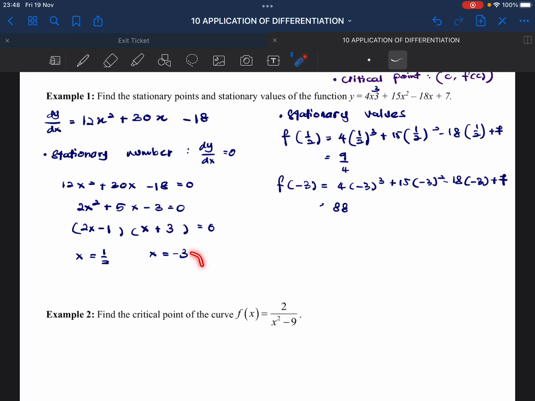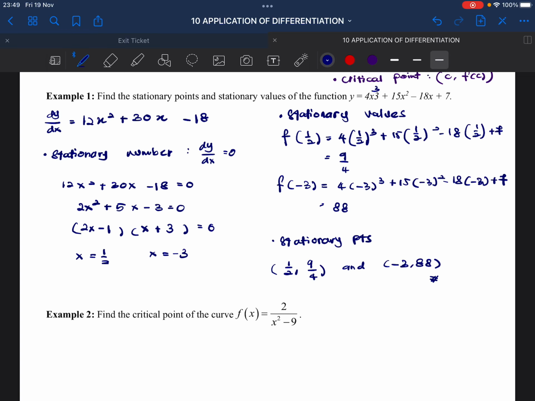So you have your critical numbers, your critical values, or stationary numbers and stationary values. So we can get our stationary point. Our stationary points are basically 1 over 2, 9 over 4, and also negative 3, 88. Okay, so that's going to be your answer. Very basic, how to find a stationary point: just find your dy over dx equals to 0, find your x, the critical numbers, and then substitute into your original function.